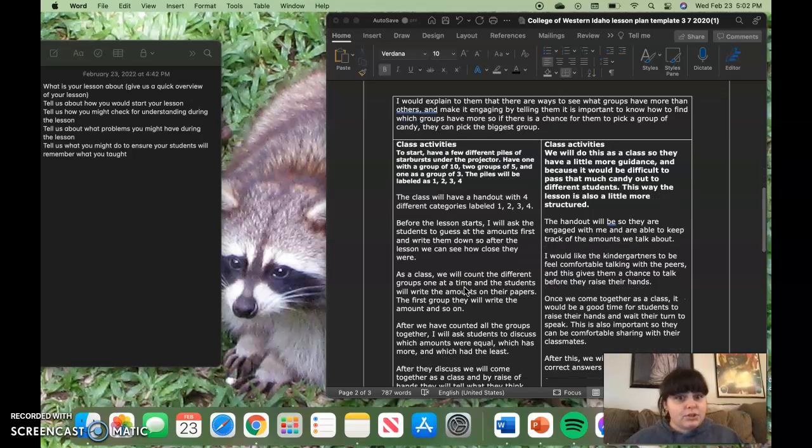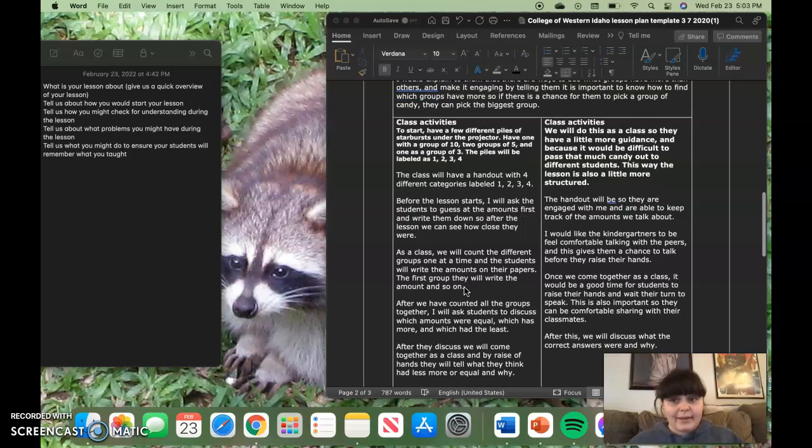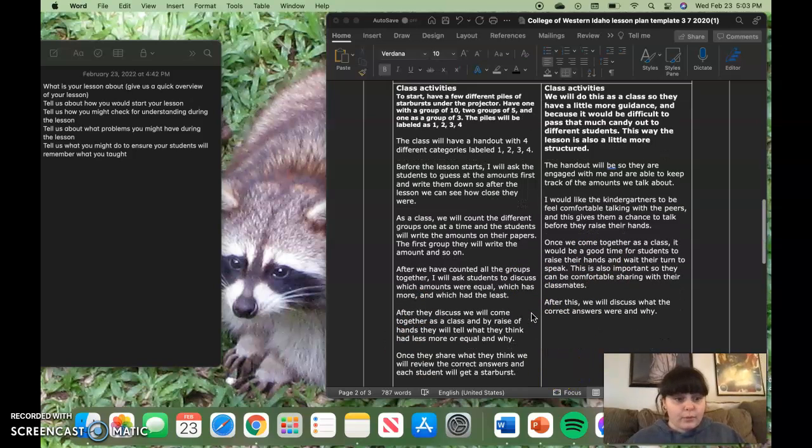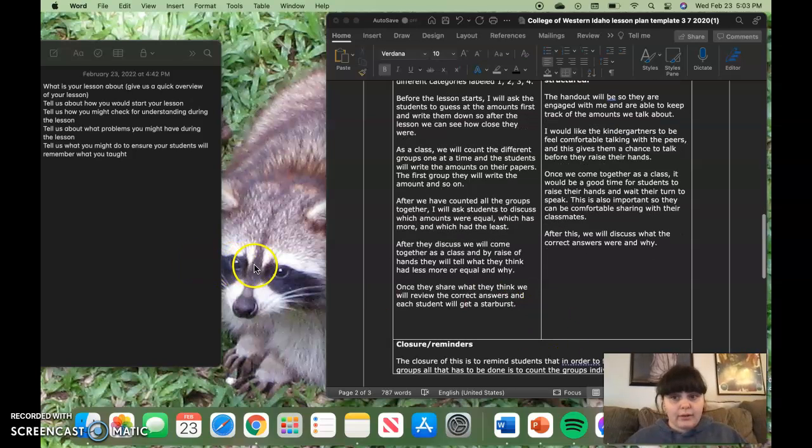Some issues during the lesson might be if students forget their numbers or get distracted by candy or something during the lesson. To ensure that students remember what they were taught, as the school year goes on, this is a lesson that can be repeated by doing it with different objects, with different things, and with higher numbers. Just by reviewing this lesson and giving them small assessments on it will show if they actually remember what was taught.